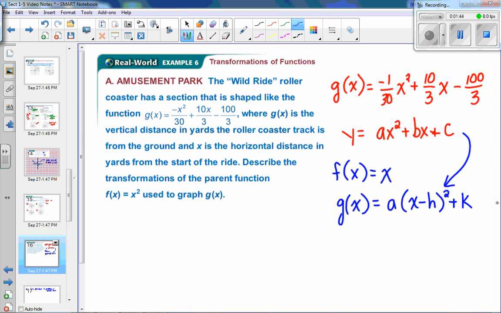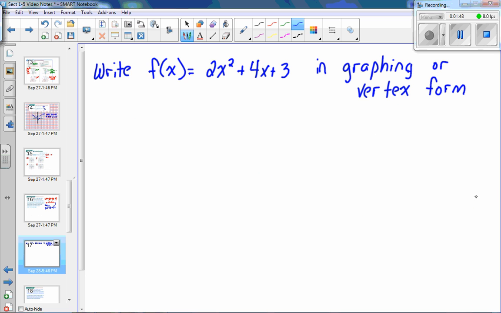So we're going to do a simpler problem just to review that with you. Let's take a look at something similar to what we did in Algebra 2 and see if we can change this into vertex form. So my value for a is 2, b is 4, and c is 3 for the standard form.